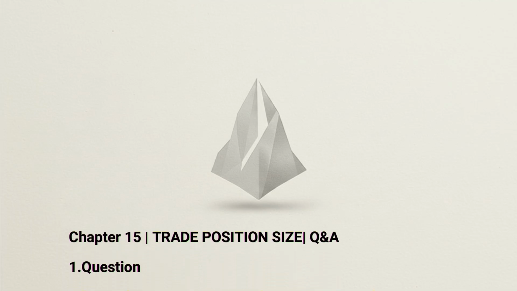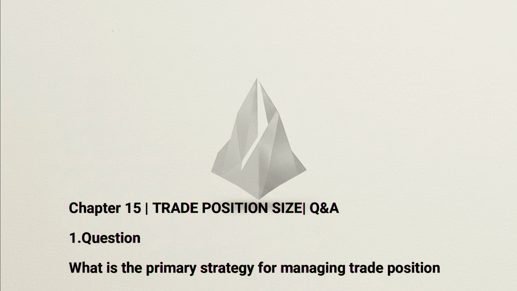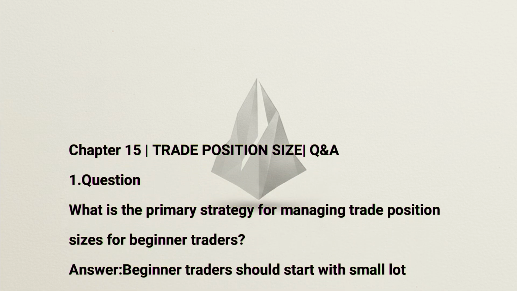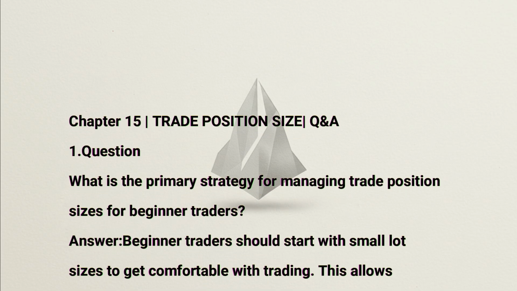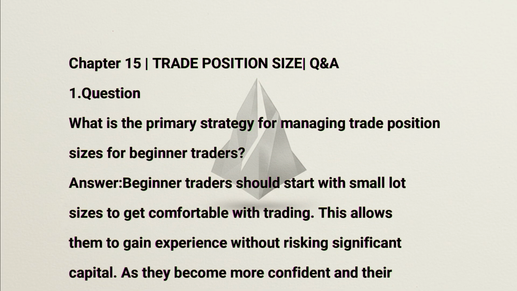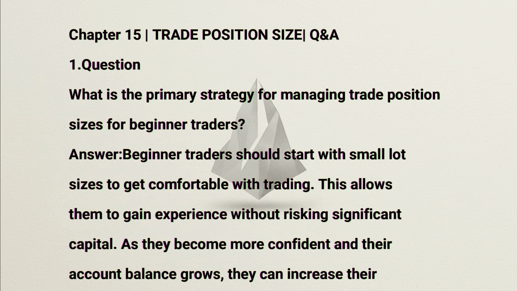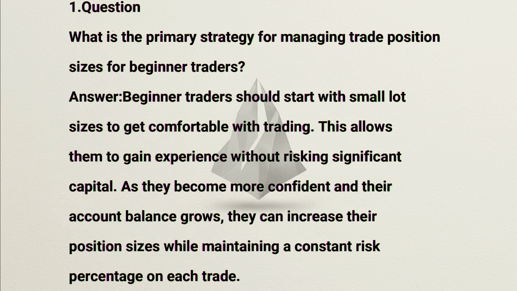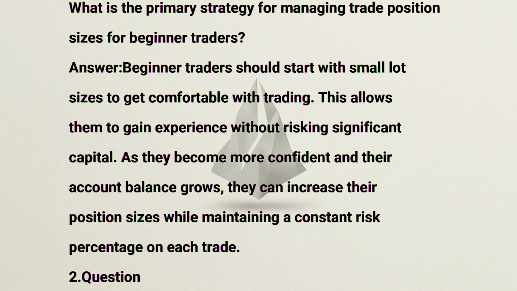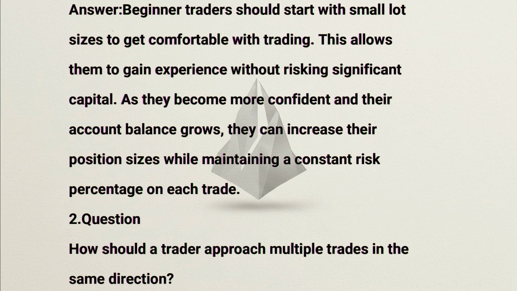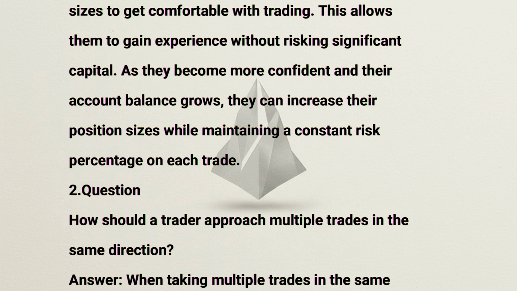1. Question: what is the primary strategy for managing trade position sizes for beginner traders? Answer: beginner traders should start with small lot sizes to get comfortable with trading. This allows them to gain experience without risking significant capital. As they become more confident and their account balance grows, they can increase their position sizes while maintaining a constant risk percentage on each trade.